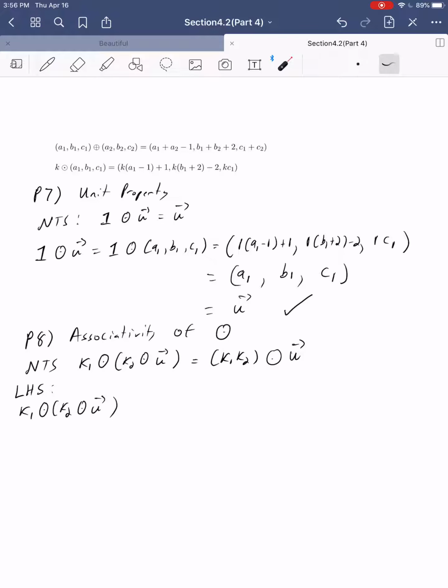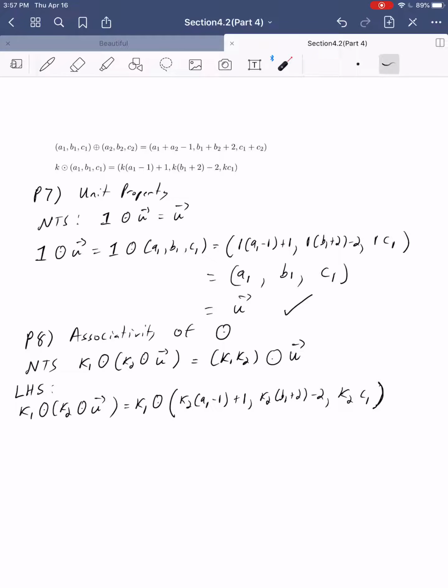Well, we work from inside the parentheses, so let's do this. So that's applying this definition with k2. So this is going to be k1 scalar multiplied with parentheses. And then we should get what? k2 times (a1 minus 1) plus 1, k2 times (b1 plus 2) minus 2, and k2 times c1. Okay, and then we'll just close that up there.